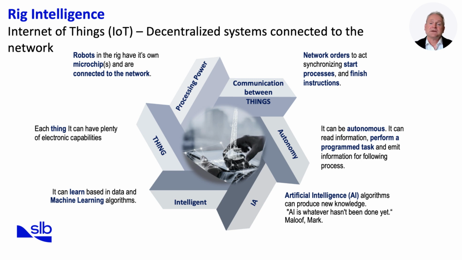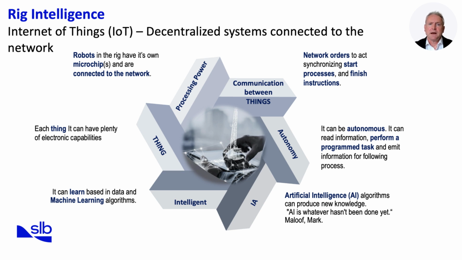Then we have intelligent. This means the system can learn from experience by applying data-driven and machine learning algorithms. Over time, it improves its decision-making capability. Separate from this is the concept of the thing. A thing is any physical element, like a robot, sensor, or actuator, that is equipped with electronic capabilities and connected to the network.